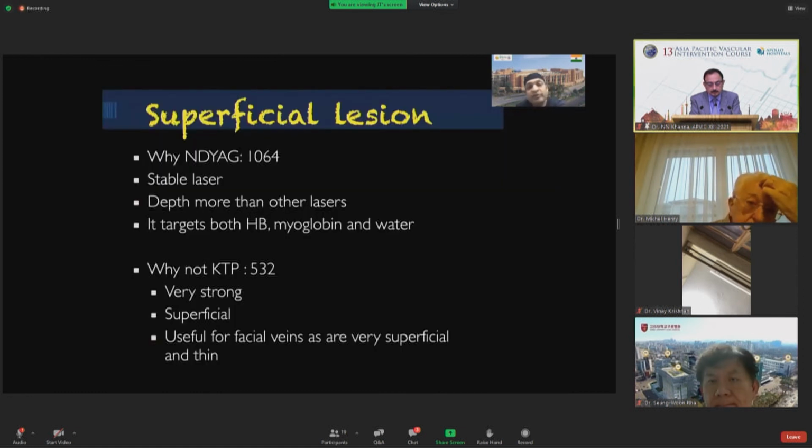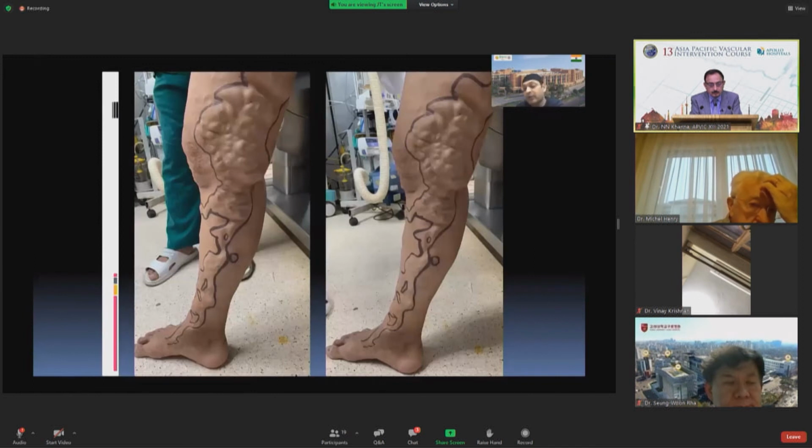If you have a superficial lesion, an APVIC laser can be used. It's a stable laser. Its depth is more than the other lasers, and it targets both hemoglobin and water along with myoglobin. KTP is very strong and useful for facial veins because they are very superficial and thin.